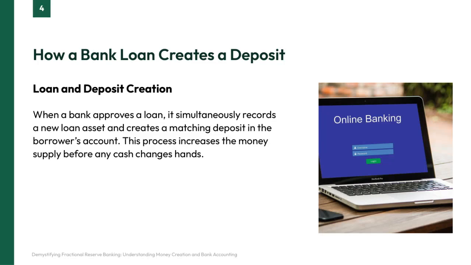Here, we're looking at how a bank loan actually creates a deposit. When the bank approves a loan, it doesn't just hand you cash. Instead, it records a new loan asset on its books and simultaneously creates a matching deposit in your account. This means that the money supply increases right away, even before any physical cash changes hands. Essentially, the loan and the deposit are created at the same time, reflecting how banks generate money through lending. This process is crucial to understanding modern banking and how digital transactions work, much like when you log into your online banking on a laptop, as shown here.